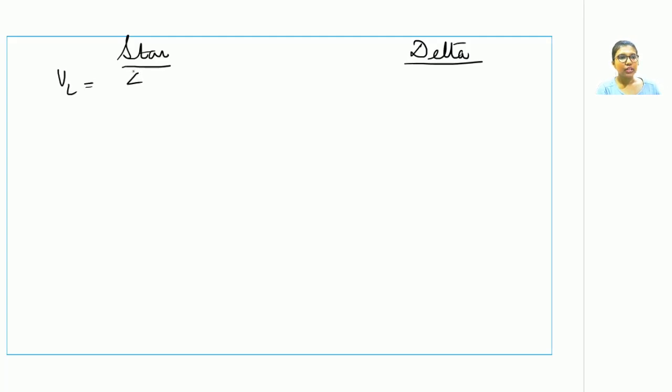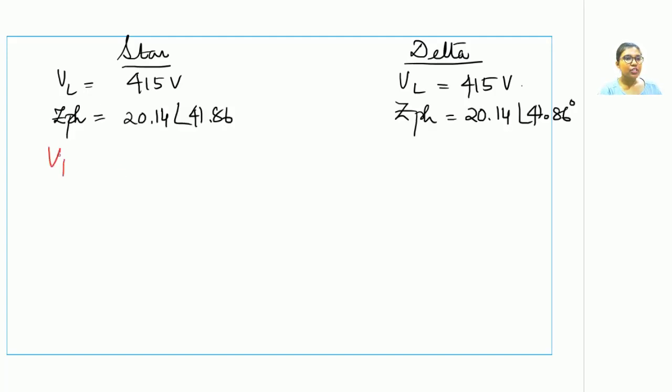The value of VL remained same for both, as we had already discussed. The value of Z phase is also same for both the connections. What was the value of V phase for a star connection? Since for a star connection VL and V phase are not same, the V phase has come out to be 239.6 volts. Now these values were already obtained. I'm just writing it over here to draw an inference. V phase over here came out to be 415 volts.